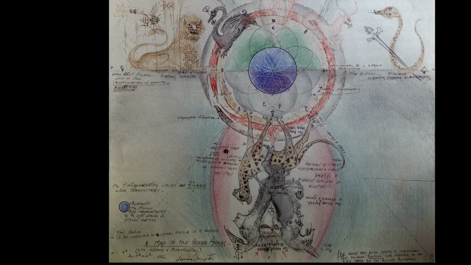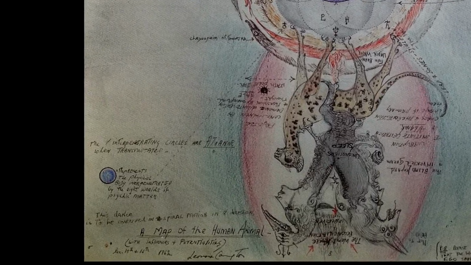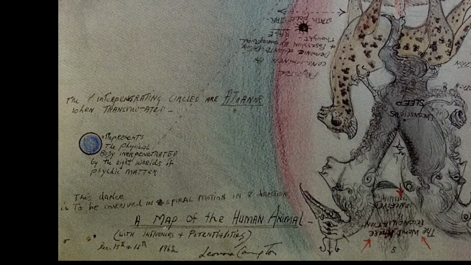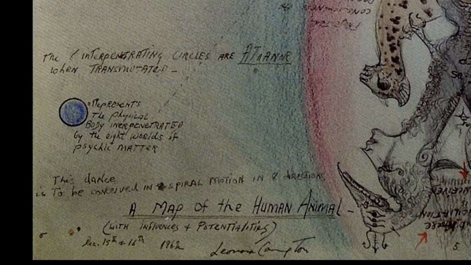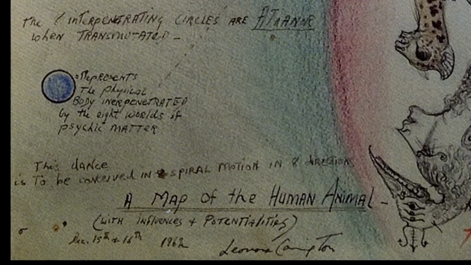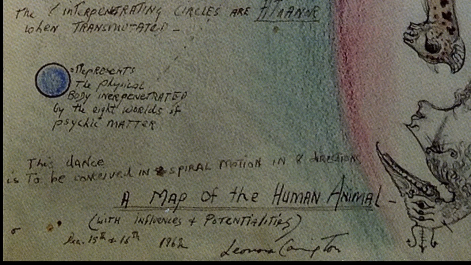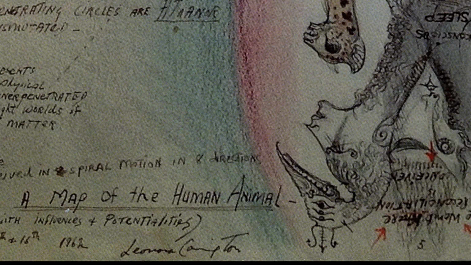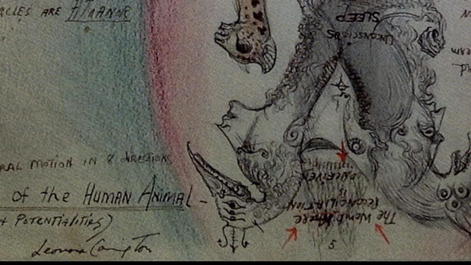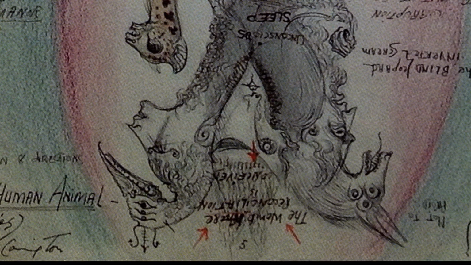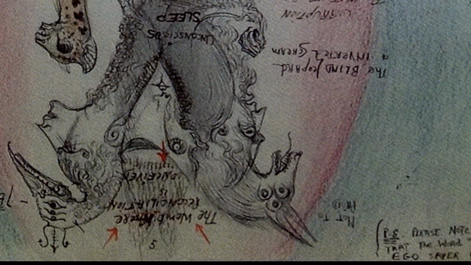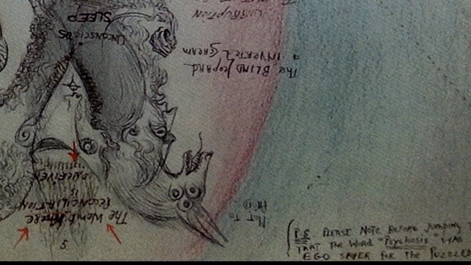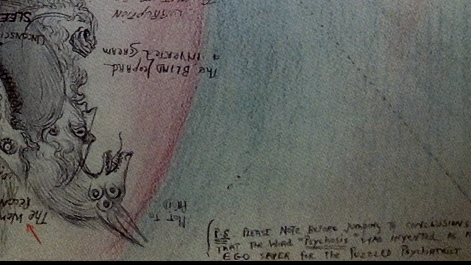This map is an expression of the esoteric system she had devised from her study and personal experiences. On the bottom left, she places the title, A Map of the Human Animal with Influences and Potentialities. At the bottom right, she wishes to set one thing clear. P.S. Please note, before jumping to conclusions, that the word psychosis was invented as an ego saver for the puzzled psychiatrist.